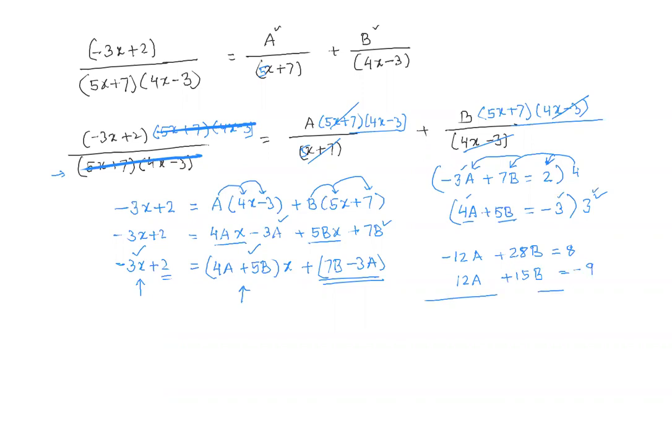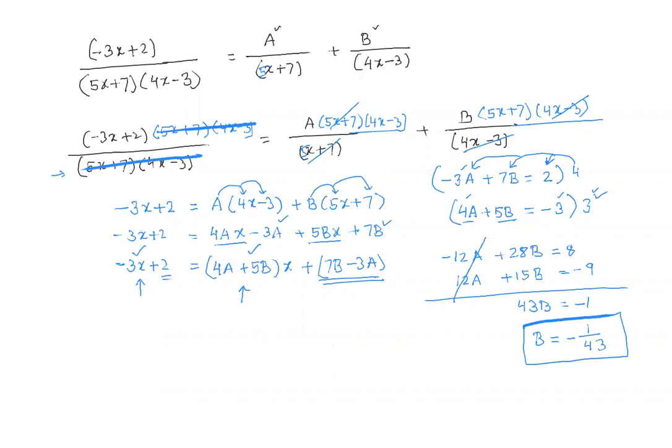I'm going to add these two equations. Then positive 12a and negative 12a are going to cancel. 28 plus 15 is 43, so 43b is equal to 8 plus -9, which is -1. If you divide both sides by 43, you get b is equal to -1 over 43. That's your b. Now you need to find a.